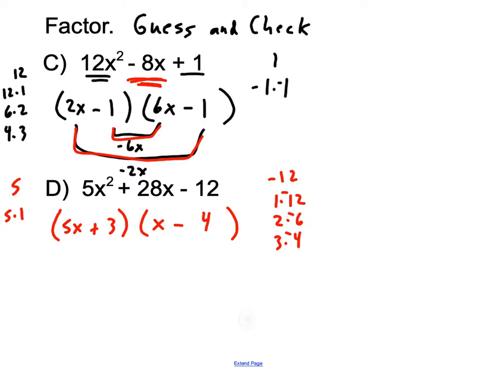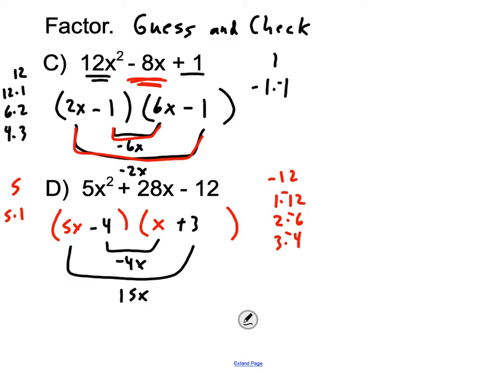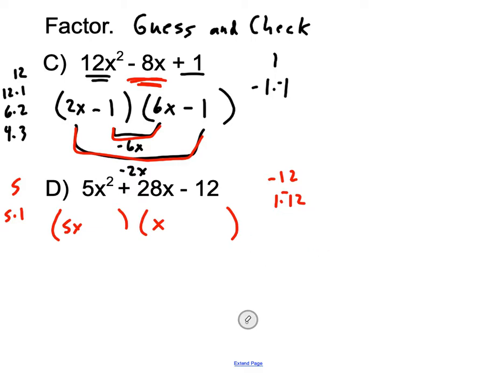So if I do that, check my inners and outers. This gives me a 3x. This gives me a negative 20x. When I add those together, I get a negative 17x. That does not work. I could switch them around. Check my inners and outers. Add them together. I get 11x. That doesn't work.